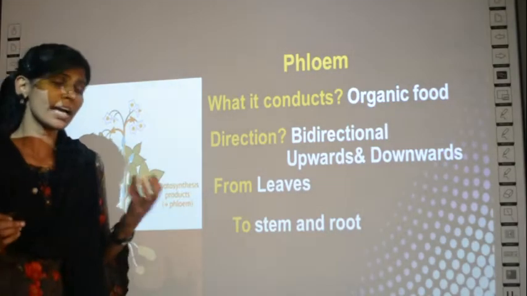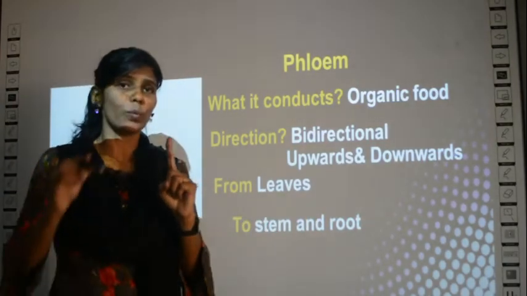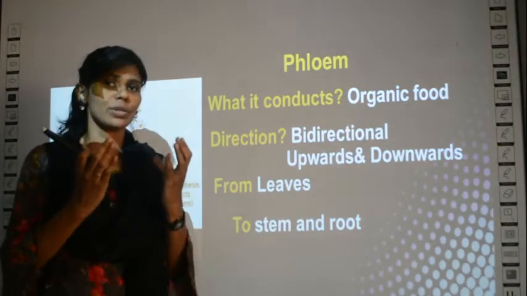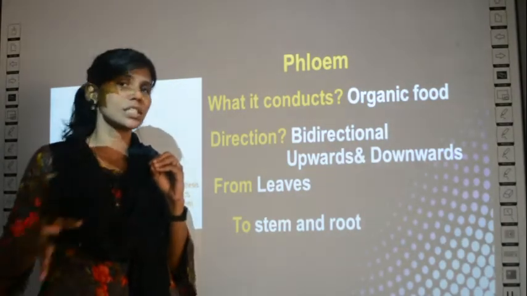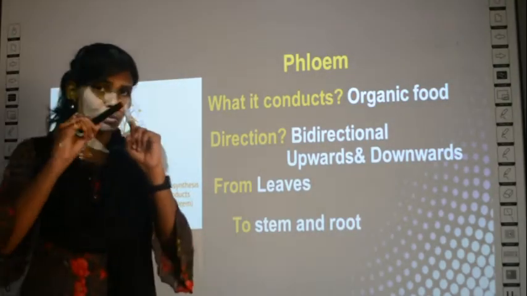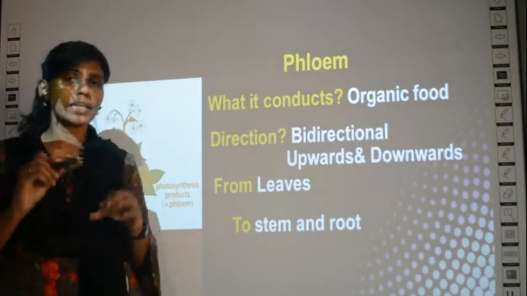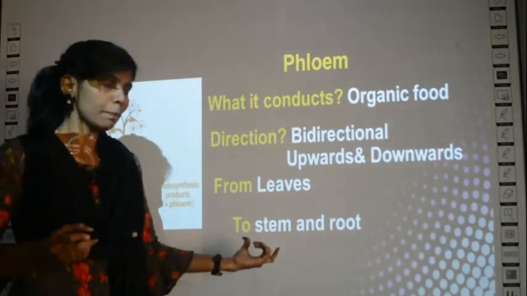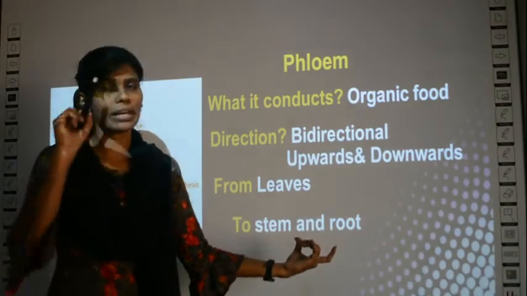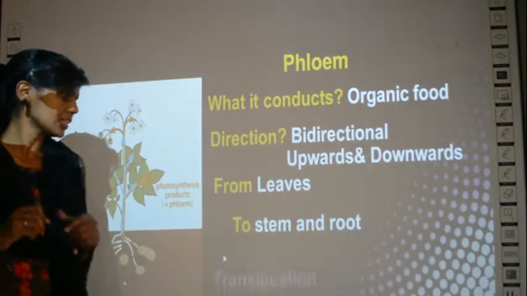From where to where? From the leaves. Why from the leaves? Because the leaf is the place where photosynthesis happens and food is prepared in the leaves only, no? So from the leaves the food is distributed to other parts of the plant. To where will it distribute? It will distribute either to the stem or to the roots. The food that the leaf prepares is given either to the stem or to the roots. You have to note this down carefully. If the question is asked, you have to write correctly, that is, to the stem and the roots.